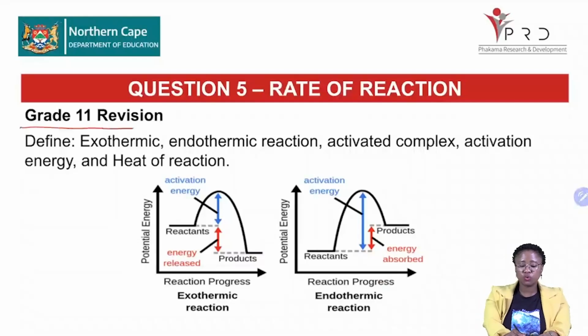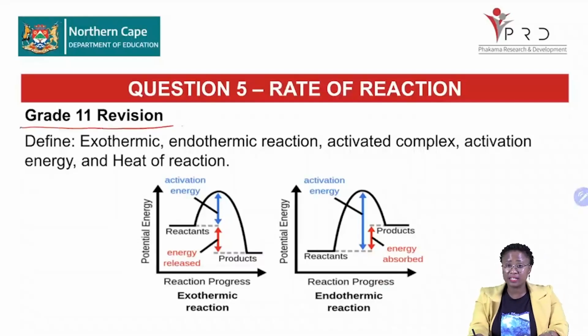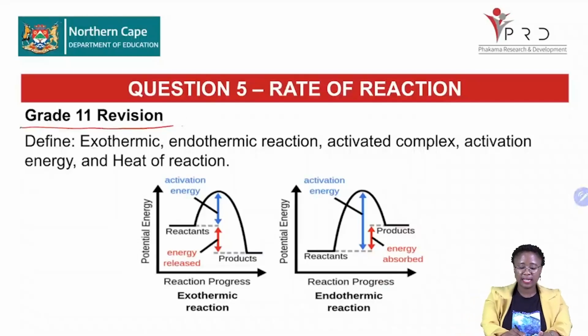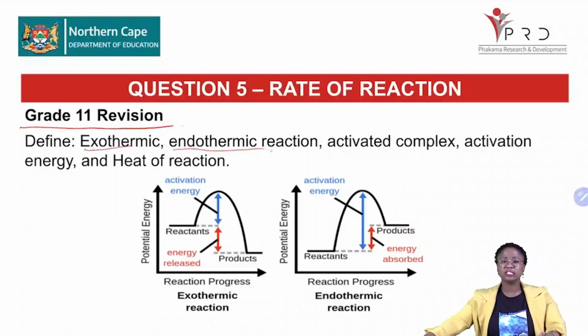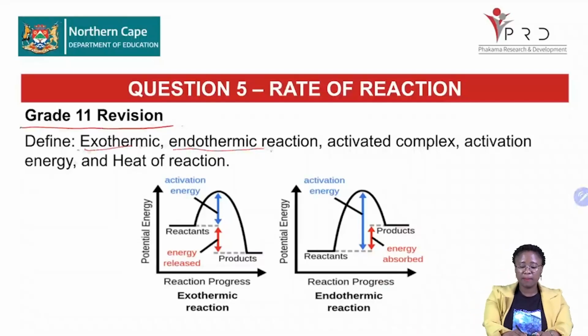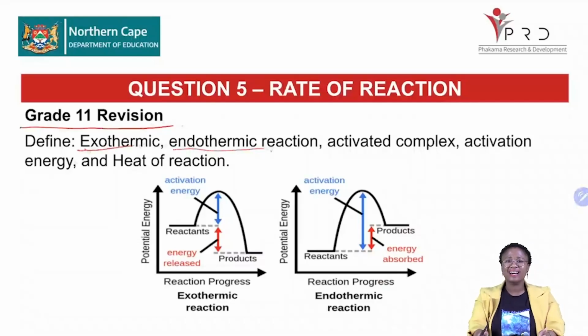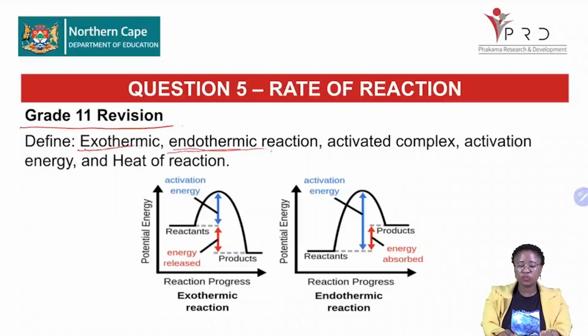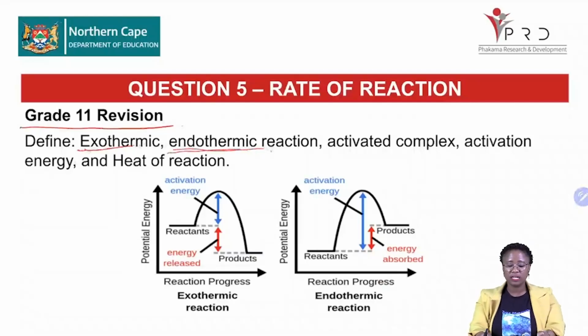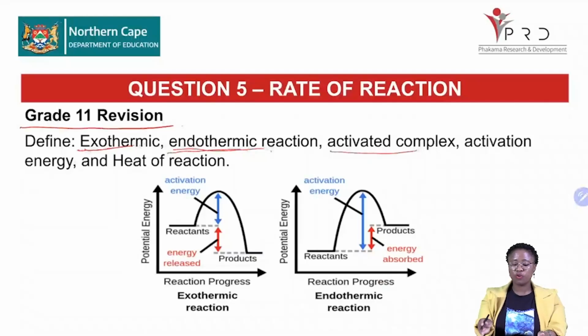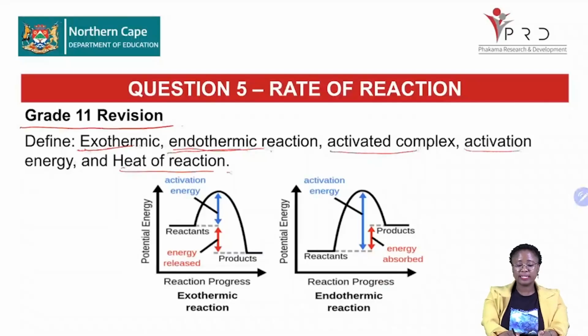Question 5 is normally rates of reactions in your previous question papers. What is it that I want you to remember there? You must remember your grade 11 revision work, where you were dealing with exothermic reactions as well as endothermic reactions. What is it that you must remember under exothermic and endothermic reactions? You must remember how to define endothermic reactions and how to define what? Exothermic reactions.